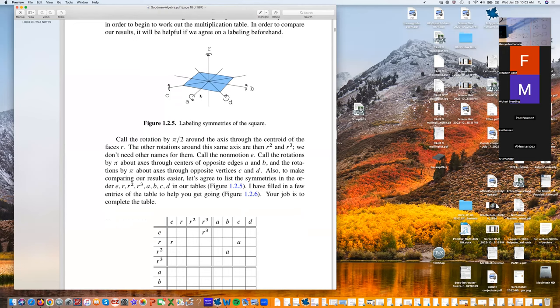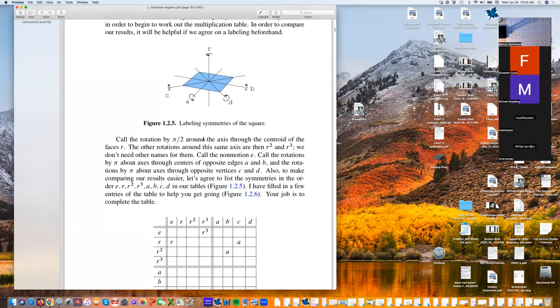So, here is the square, and this is the notation that they're using for the symmetries of the square. So R corresponds to a rotation around this vertical axis, and you can rotate either by zero radians, that's the identity, that means you don't do anything, that's E, or you can rotate by pi over two, which we call R. R squared means rotate twice, that's pi over two plus pi over two is pi. R cubed means rotate three times, so that's three pi over two. What would R to the fourth be? A rotation by four times pi over two, which is two pi. But a rotation of 2 pi brings everything back to where it was, so that's just the identity.